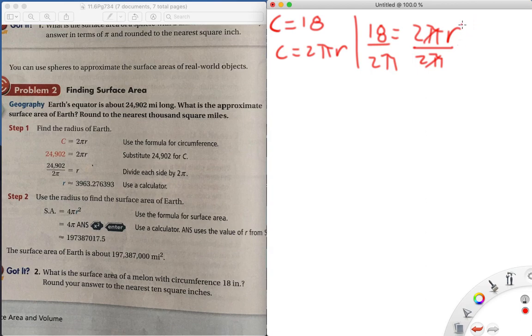So then the radius is equal to 18 over 2 pi, or we can say 9 over pi. I'm going to keep it as a fraction for right now. So this is our radius. Radius is 9 over pi.